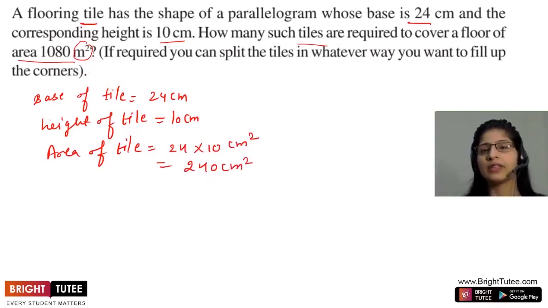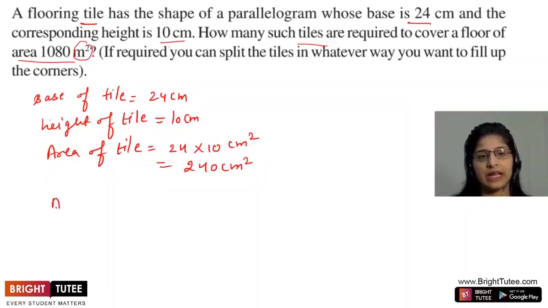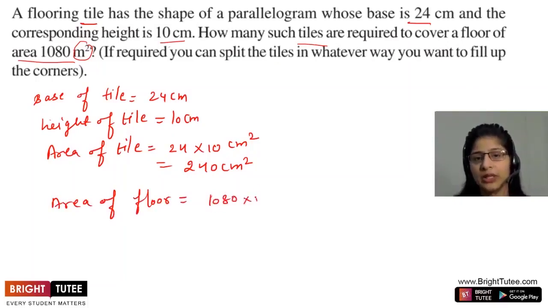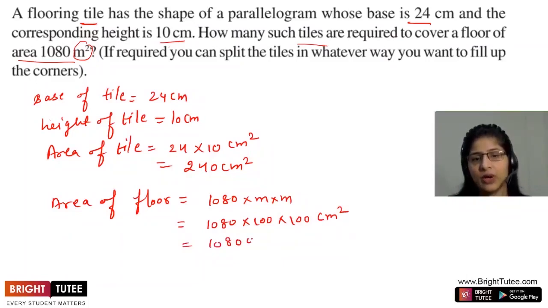Now the area of the floor is given as 1080 square meter, that means meter into meter. Now if I have to convert this into centimeter, 1 meter equals 100 centimeters. So I'll multiply 100 centimeter with 100 centimeter, 10000 square centimeter I'll get. So we'll get 1080 and then 1 2 3 4 zeros at the back.